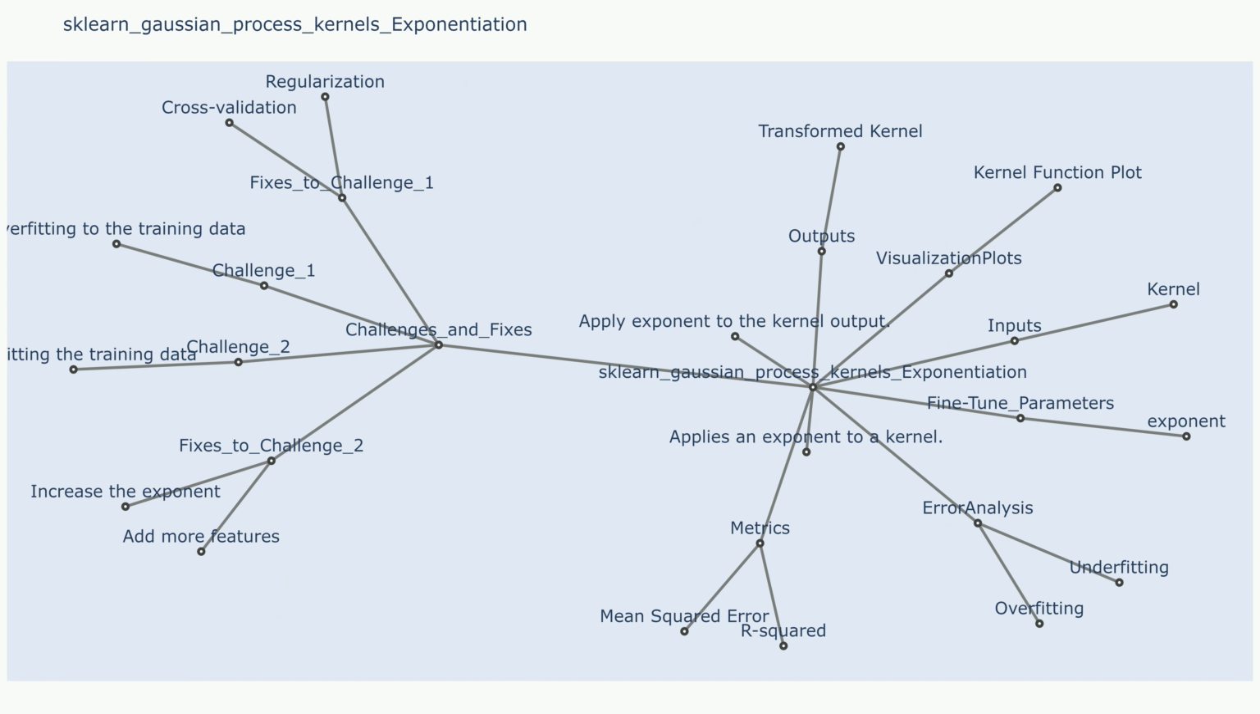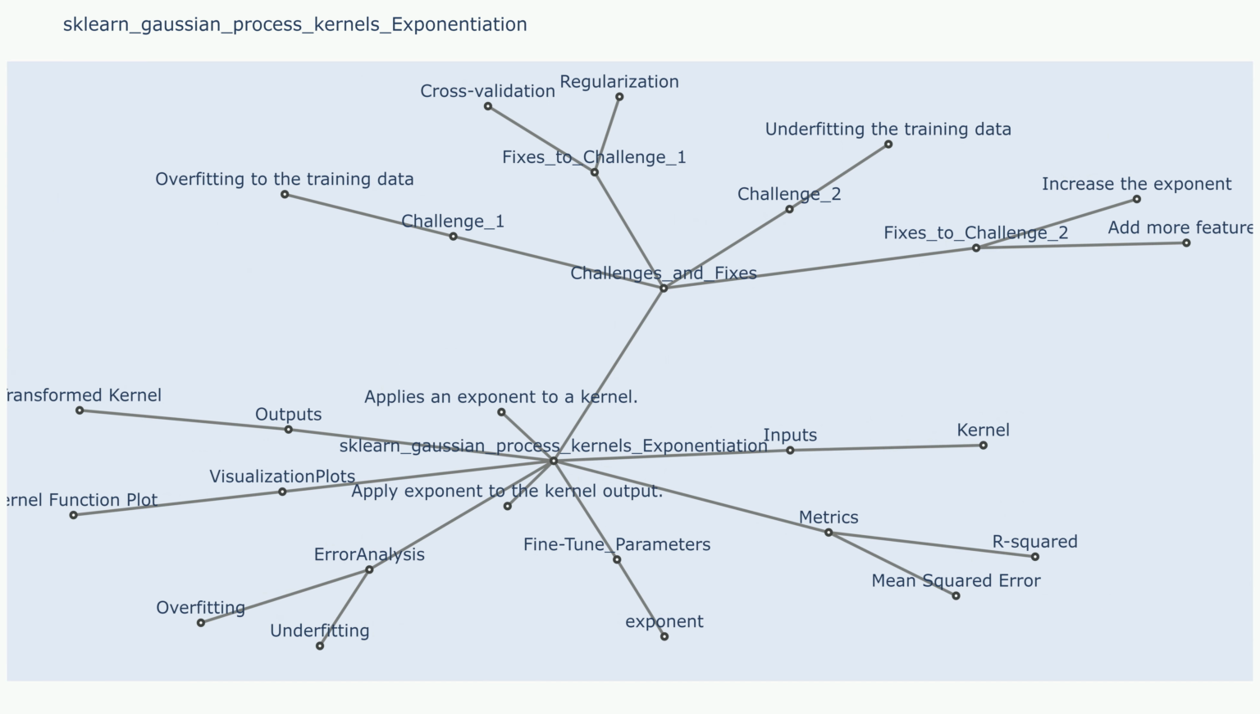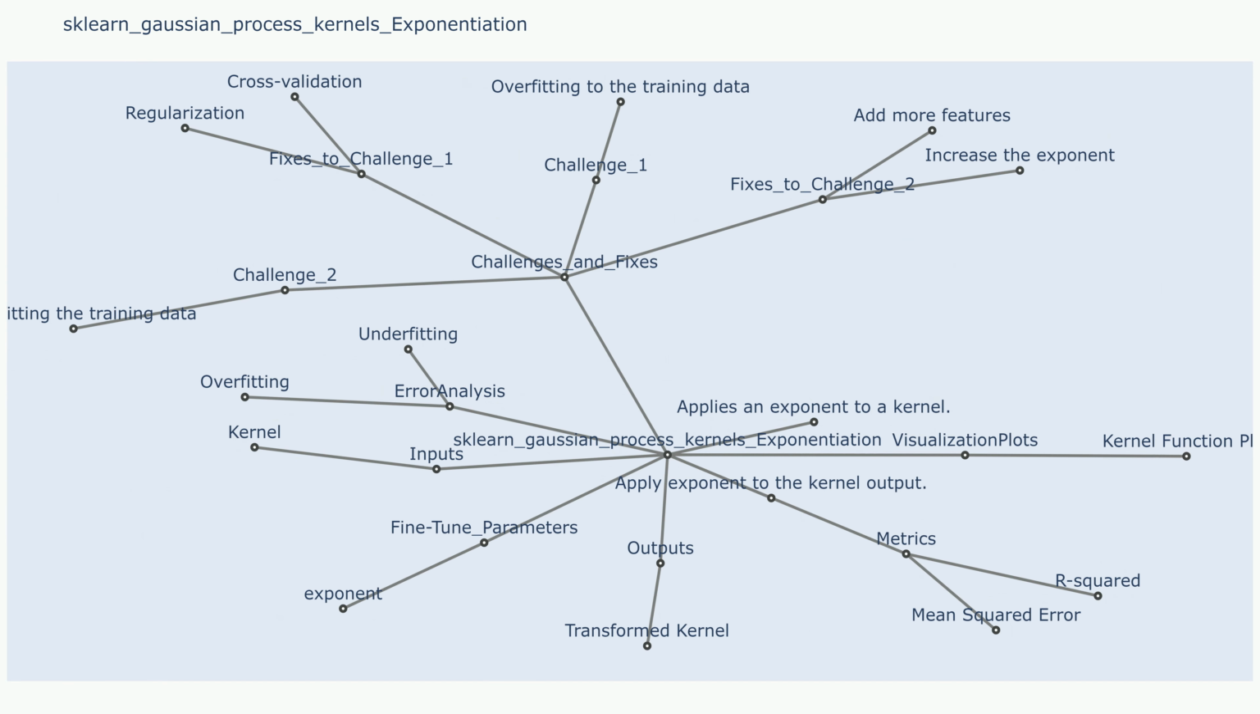Confidence intervals: the confidence intervals of the Gaussian process predictions can be calculated using the marginal variance. The width of the confidence intervals is proportional to the marginal variance. Overfitting: if the exponent is too high, the kernel can become too smooth and overfit the data. This can lead to poor generalization performance.